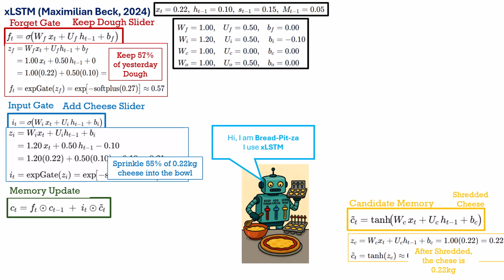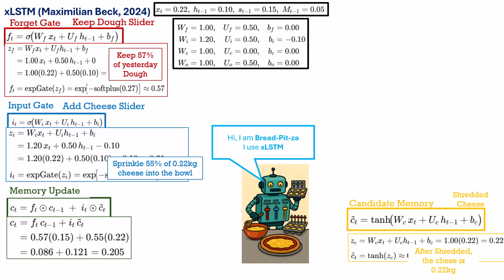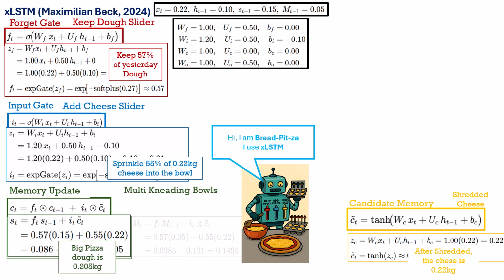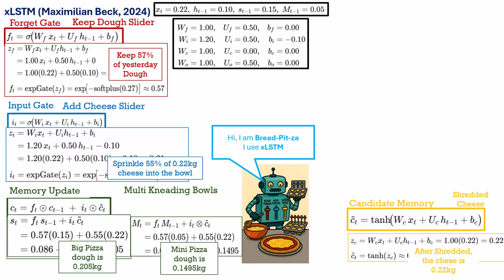And now we will be using the memory update. Basically, previously it was called cell update. Now it is memory update. In here there is more than one bowl. The first one is the same as the previous one, but it will be using s_t instead of c_t. This is the scalar one that is similar to the vanilla LSTM. And the next one is the mini pizza bowl, which will be using a matrix in this case. So this one is m_t.